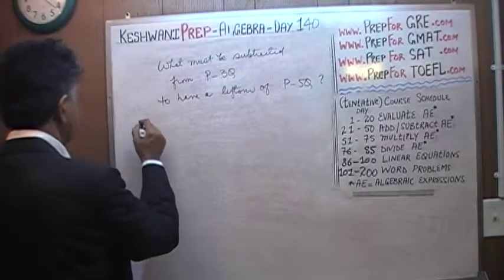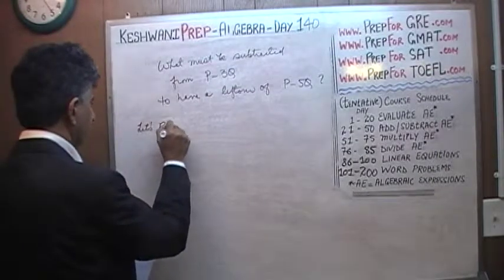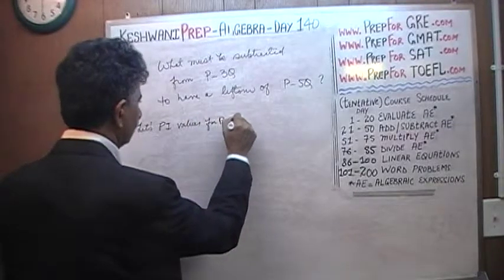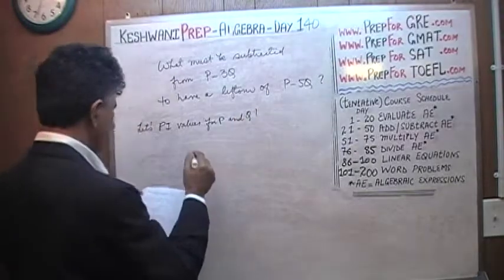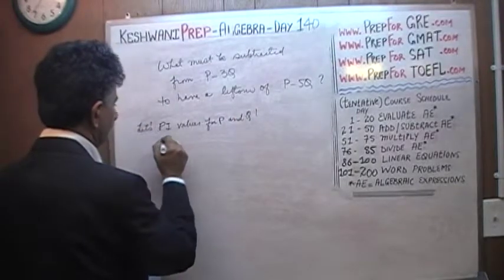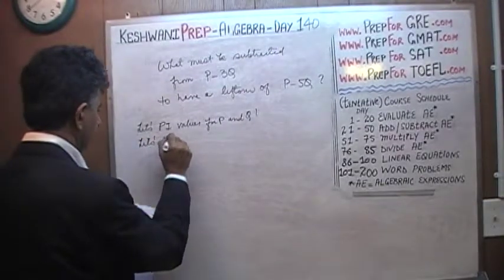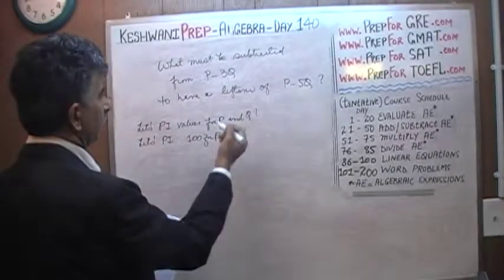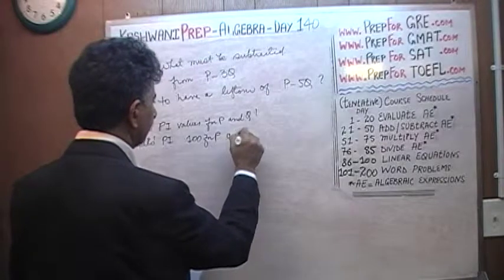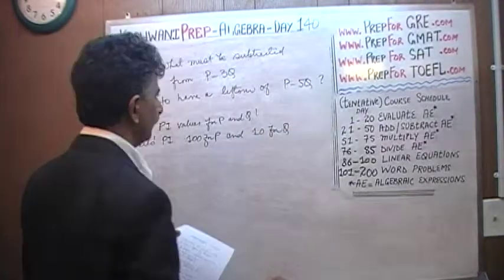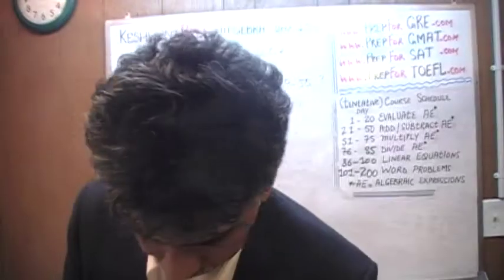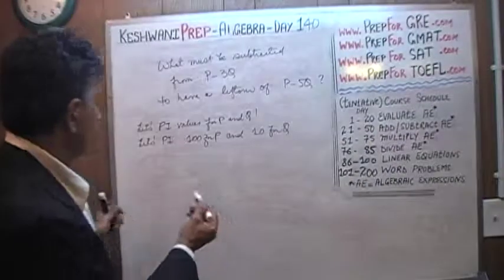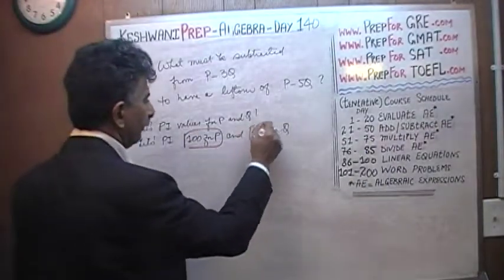For example, let's plug in values for P and Q. Let's plug in 100 for P, so wherever we see P, we replace it with 100, and 10 for Q. Let's do that and see what happens, shall we?